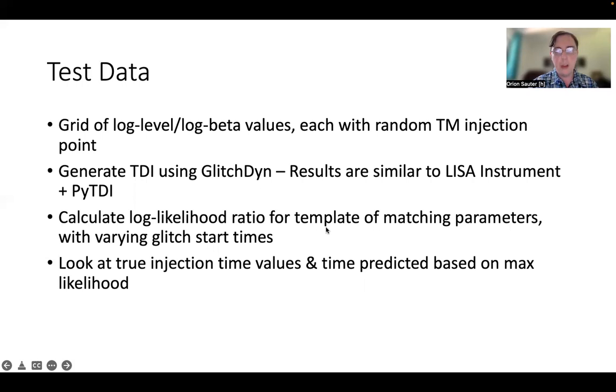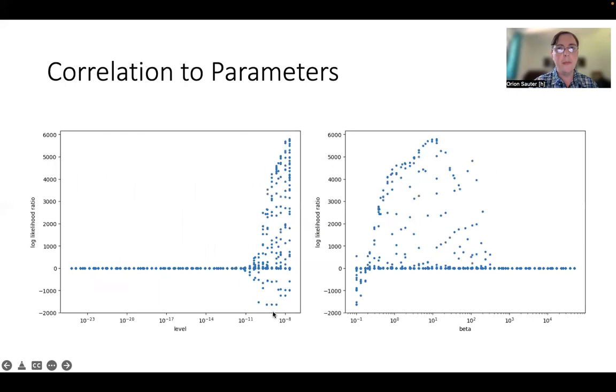So for now, we're just exactly matching what the injected glitch is. But we vary the glitch start time so that we can see where that maximum likelihood occurs. And so then we can compare the true injection time versus the time predicted by the max likelihood.